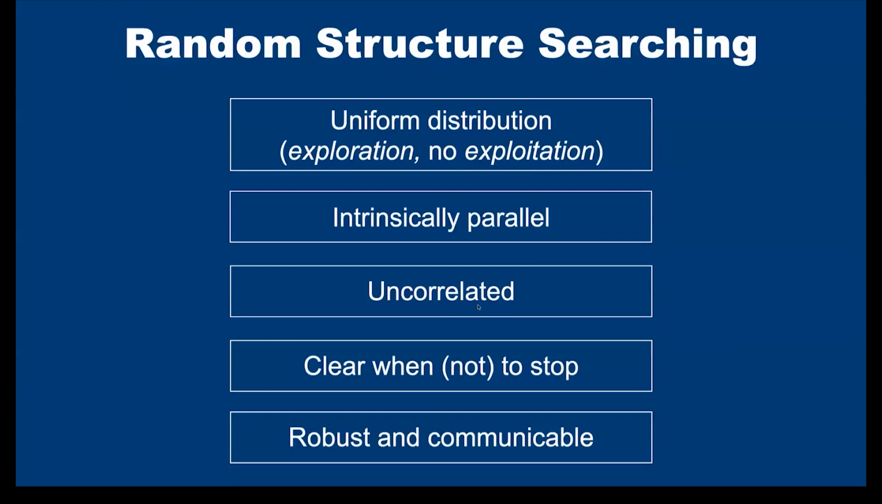Another advantage of random structure searching is that there are very few parameters, and so it's rather robust. Once you set it running, you can have confidence that it's going to do a reasonable job, or at least within the bounds of the initial structures that you're choosing. And it's also easy to describe as a method. It's not a complicated algorithm. It's easy to describe in a paragraph in a paper to explain what you're doing.